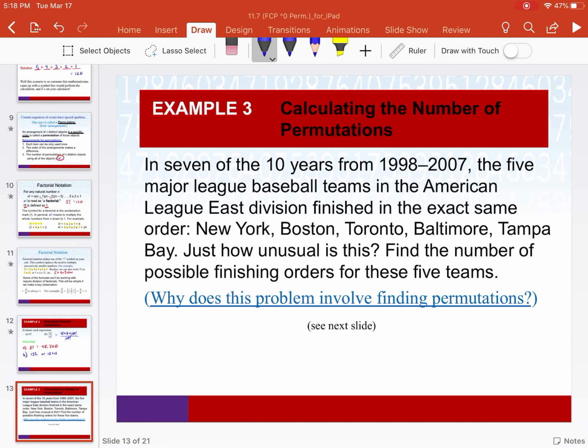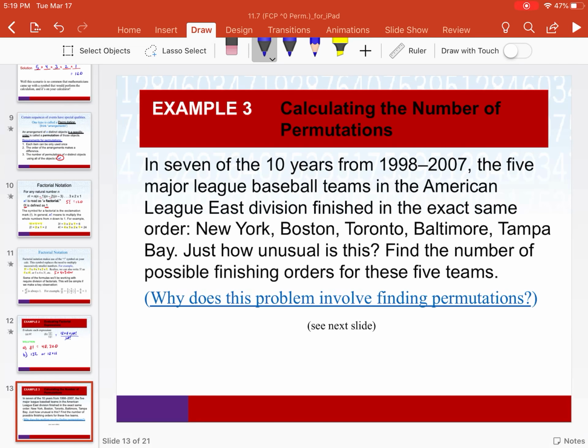Now, you got to start asking yourself, does this problem involve a permutation? Well, can each team only finish in one place? I mean, New York can't finish first and second, right? So each team gets used once, so check that box. Does the order make a difference? Well, yes, because if a team finishes in a different spot, then they might make the playoffs, they might not. So this is definitely an arrangement. The order makes a difference.